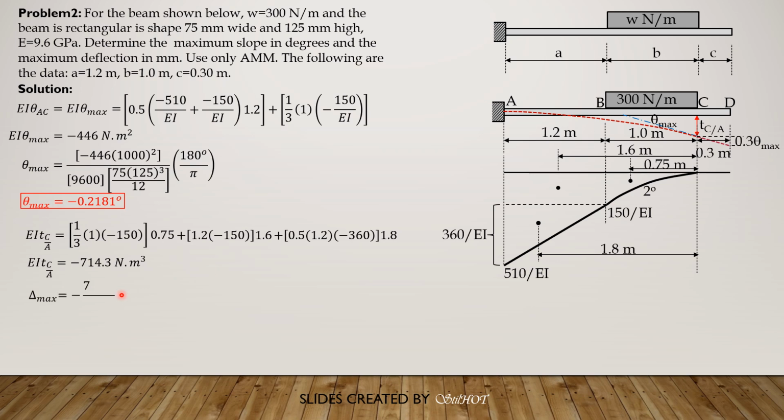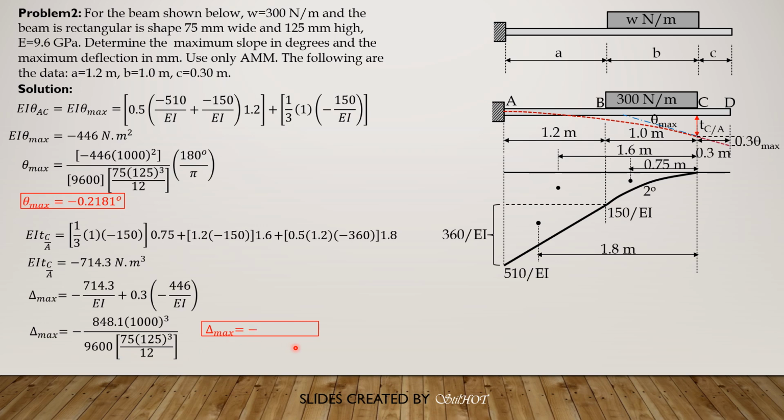Then the maximum deflection is negative 714.3 over EI plus 0.3 of theta max, which is negative 446. So that is negative 848.1 Newton meter cube. So we convert that to Newton mm cube. So we just multiply by 1000 cube. Then E is 9,600 megapascals or 9,600 Newton per mm square. Then the moment of inertia in mm to the fourth. So the resulting unit is mm. So delta max is equal to negative 7.237 mm.